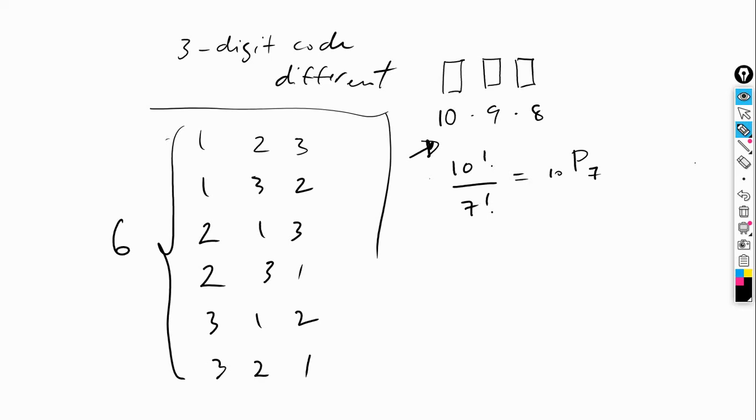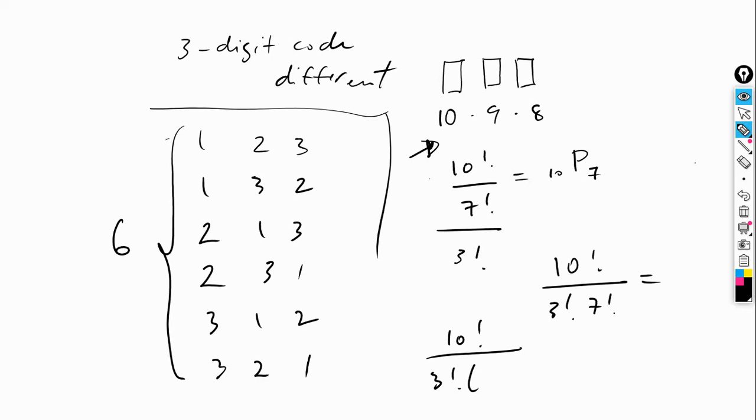In other words, we would have to divide this by 3 factorial. If we rearrange this, notice that it would be 10 factorial over 3 factorial times 7 factorial. But notice that this is the same as saying 10 factorial over 3 factorial times 10 minus 3 factorial. But this is simply the definition of a combination. So that means that the difference between a permutation and a combination is a matter of whether or not the order of the numbers matters.